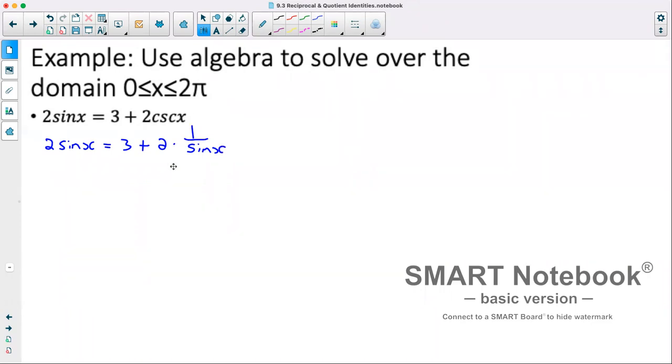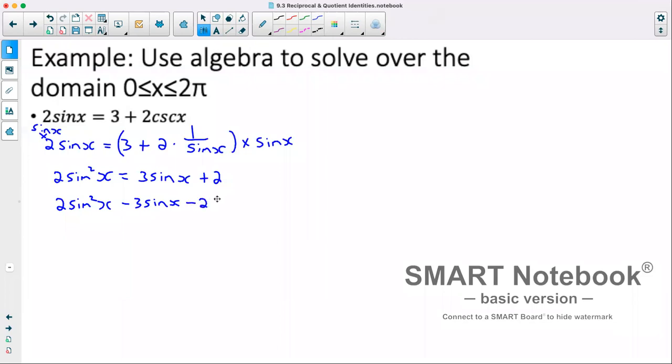So what we can do is multiply both sides of our equation by sine x. Because we're multiplying one side by sine x, we have to multiply the other side by sine x. So that gives us 2 sine squared x is equal to 3 sine x plus 2. Now we can see that we essentially have a quadratic function, so we'll move everything to one side. So we've got 2 sine squared x minus 3 sine x minus 2 equals 0.